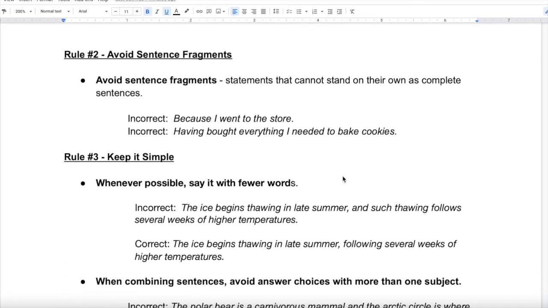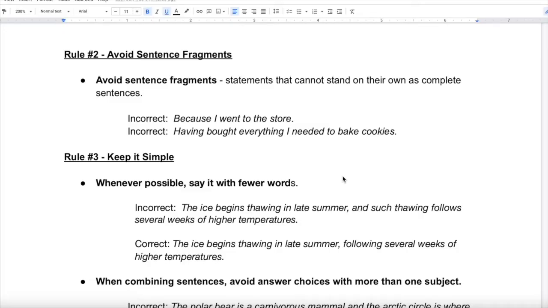Go ahead and read rule number 2. Avoid sentence fragments. Statements that cannot stand on their own as complete sentences. Read the incorrect example first. Because I went to the store. Ooh, period. That's no good. Do you see what's wrong with that? It's like, okay, well, what about because you went to the store? Okay, because I went to the store.